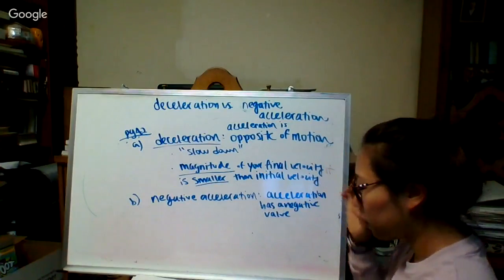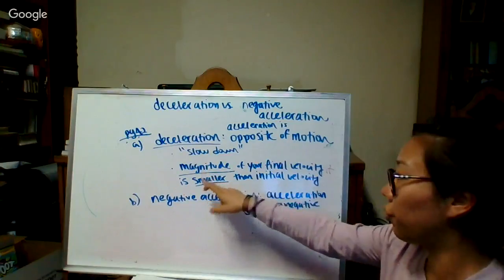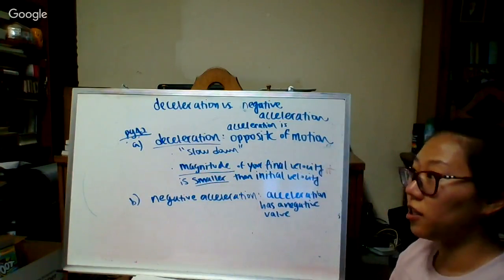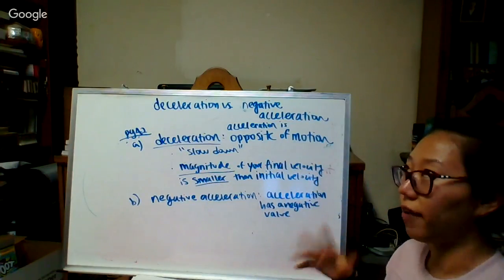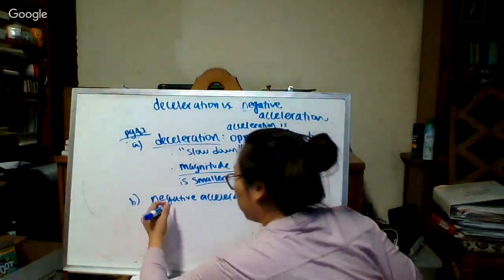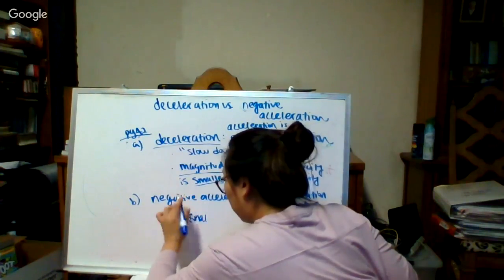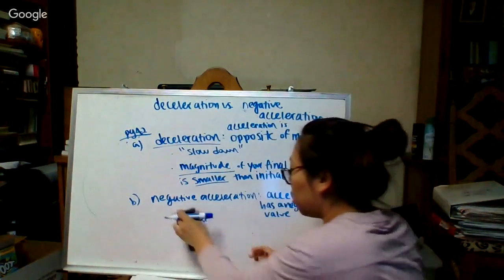Okay. For this one, basically the final velocity, not the magnitude, but just the final velocity's overall value with the negative sign is smaller.